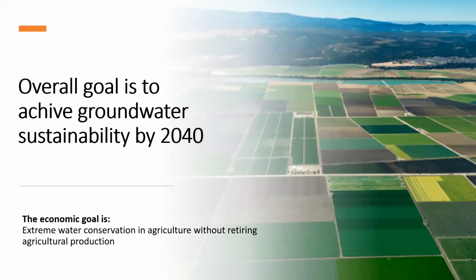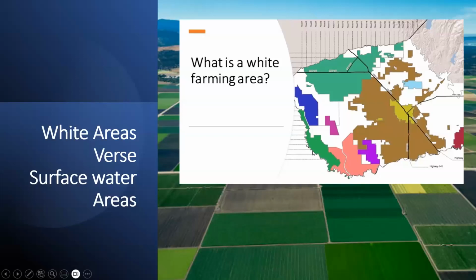As I stated, the goal is to get to sustainable groundwater by 2040. The economic goal is extreme water conservation in agriculture without retiring agricultural production, because this area is mainly agricultural production. Wide area versus surface areas. So a lot of that area that I had showed you earlier is serviced by irrigation canals or irrigation infrastructure. Some of the areas are wide areas that only rely on groundwater. And that's what a wide area typically means, that it has no other source of water except groundwater.